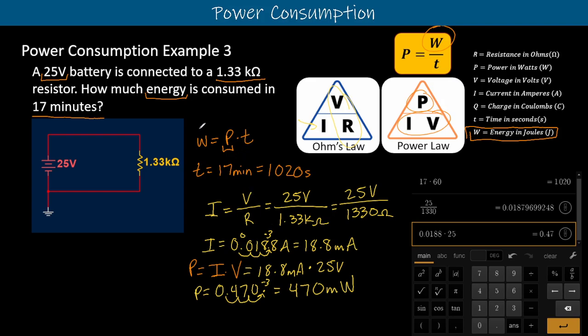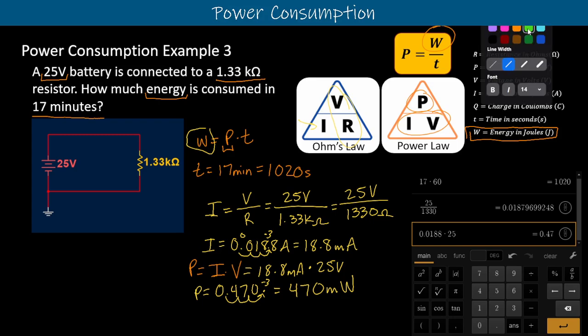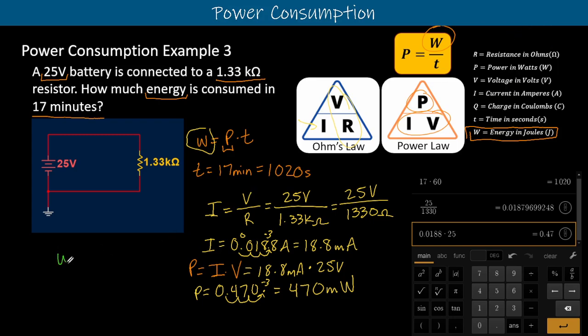That's not our final goal though. Our final goal is actually our energy. So we're going to go back up to our original equation here and plug that in. Work is equal to power times time. We got our time value and we got our power value, so we can plug that in. Work is equal to our 470 milliwatts multiplied by our time value of 1,020 seconds. Those two together are going to give us our work out.